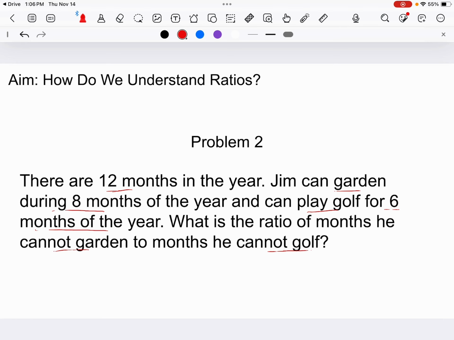So the months he cannot garden is 12 minus 8, which is 4. And he cannot golf 12 minus 6, which is 6. So the ratio would be 4 to 6, and I would reduce that to 2 to 3.